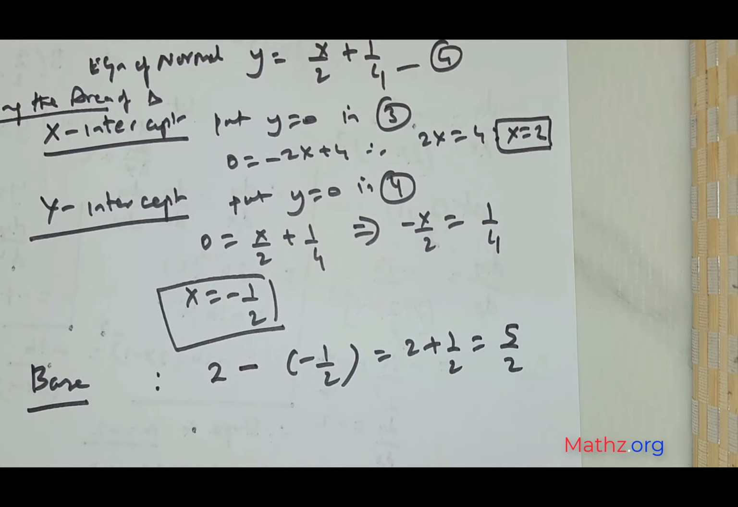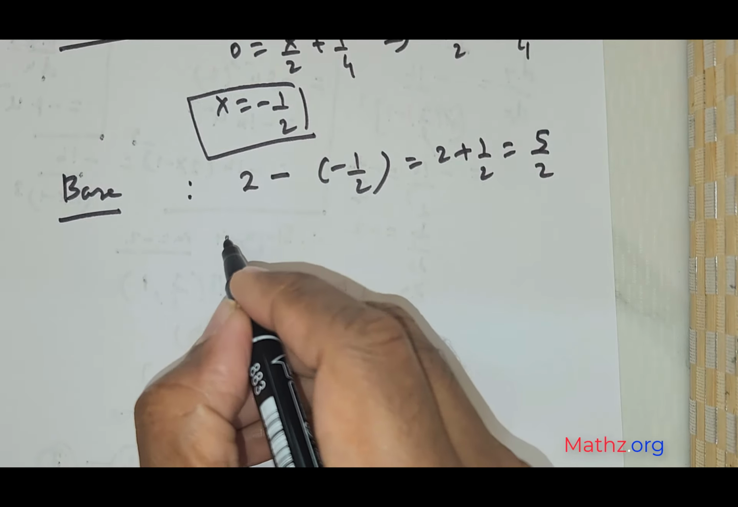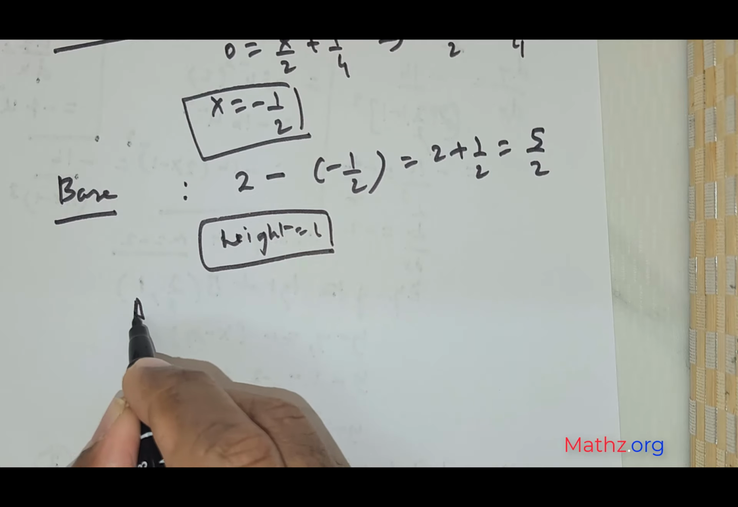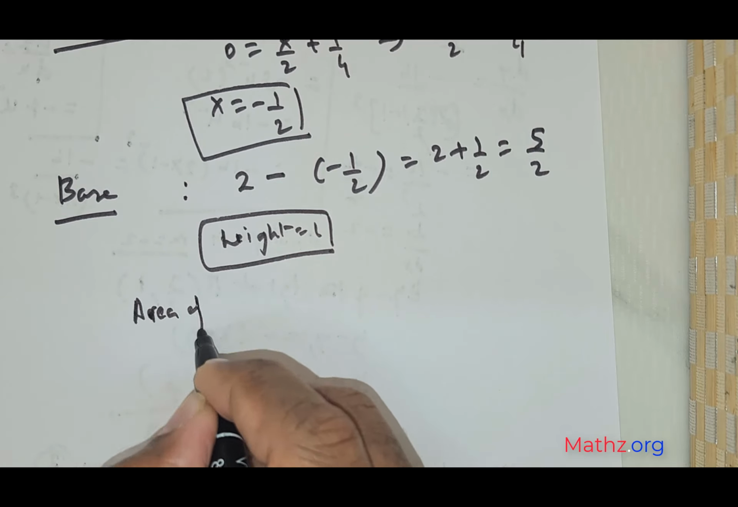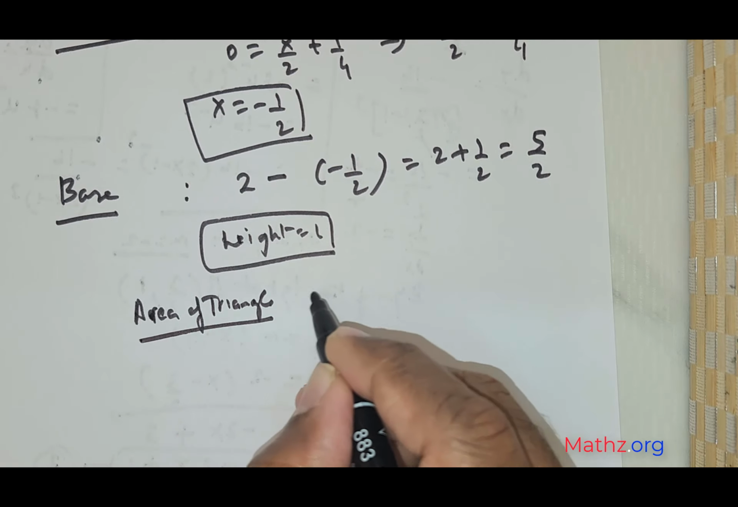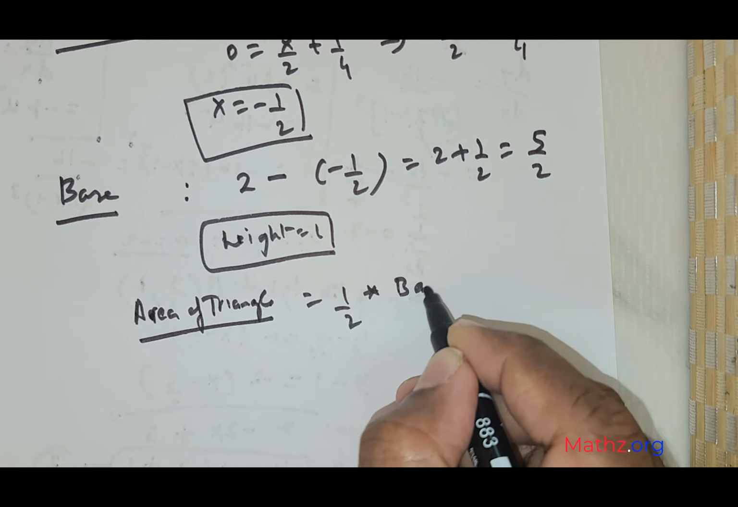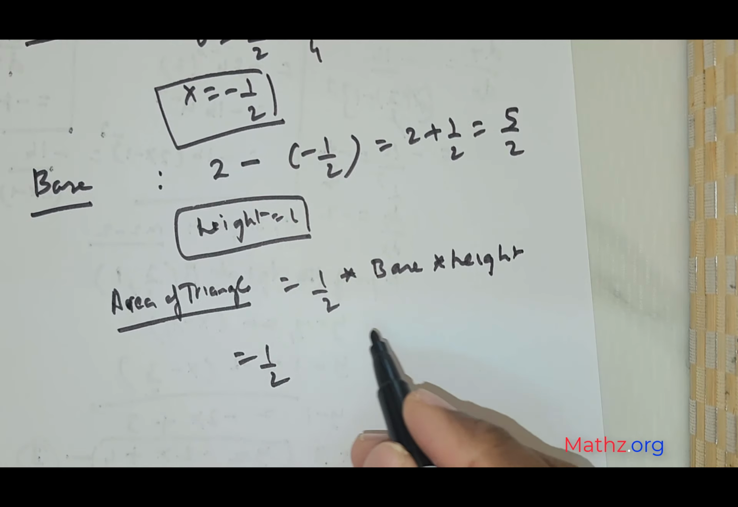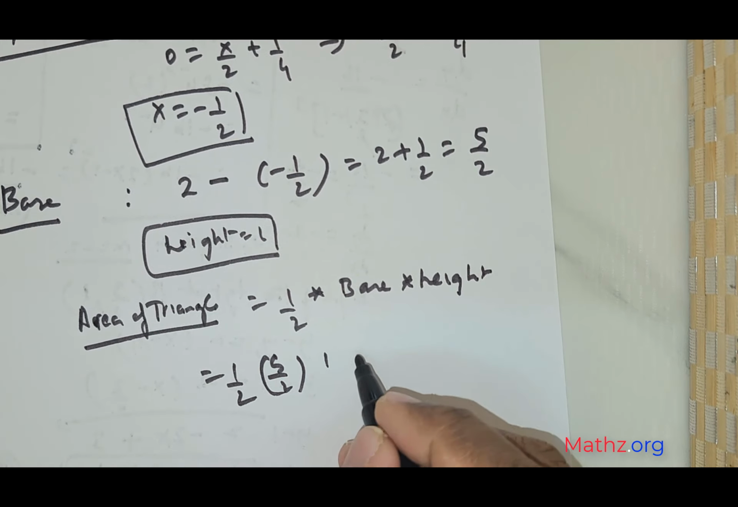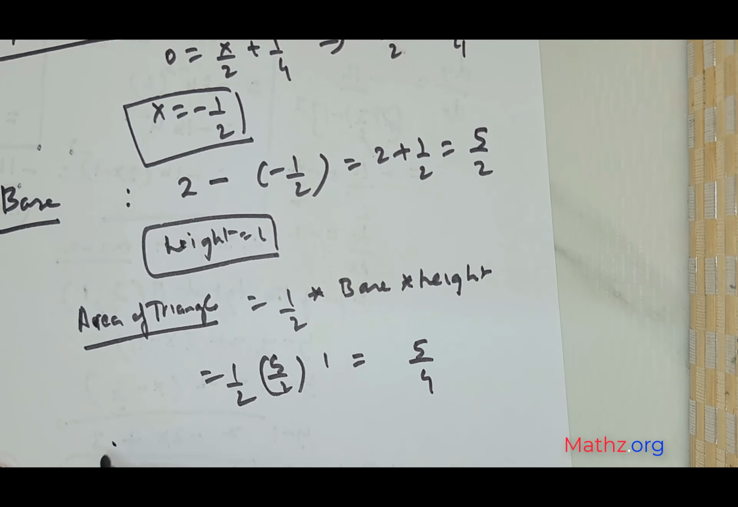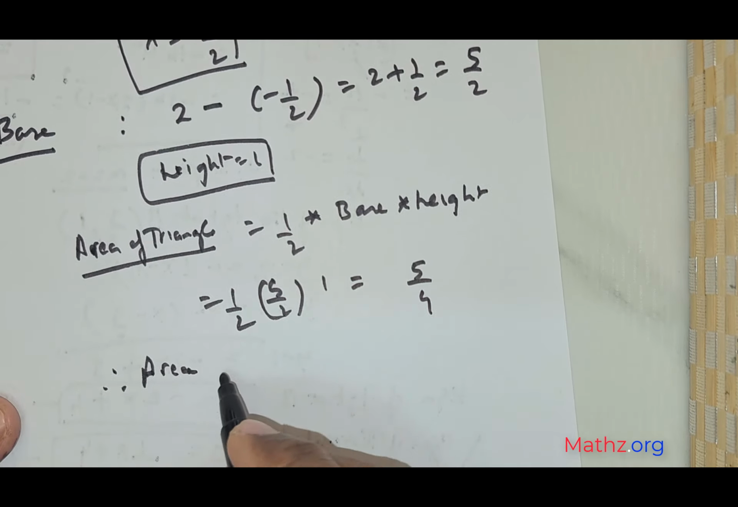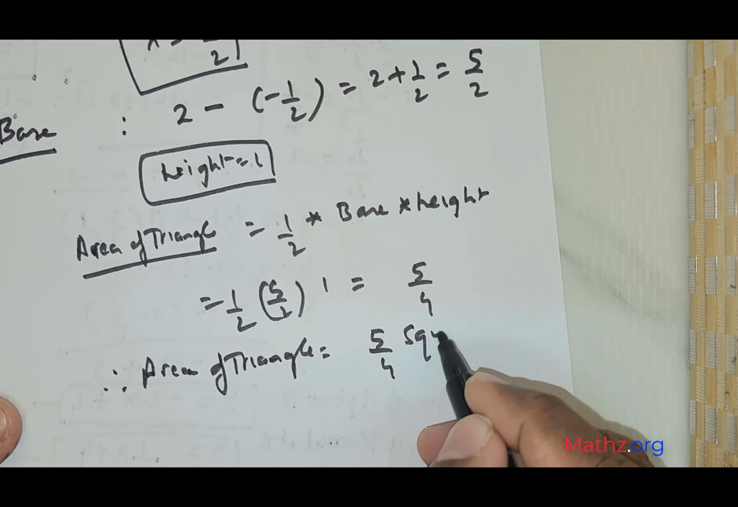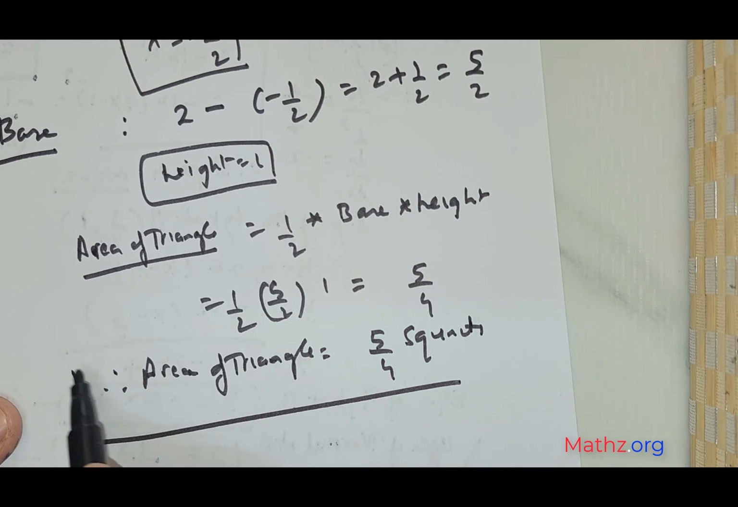Now we will have to get the height. The height can easily be got from the figure, and that is going to be equal to 1. So now the area of the triangle is nothing but, using the formula, half times base times height, which is half times the base 5/2 and the height is 1 unit. So this is going to be 5/4. Therefore the area of the triangle is equal to 5/4 square units. So that is the conclusion for this question.